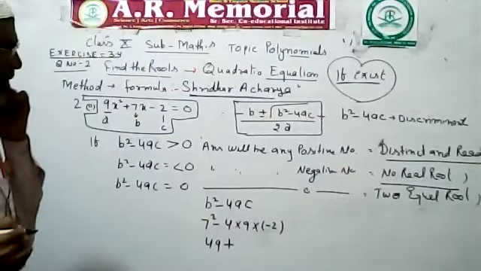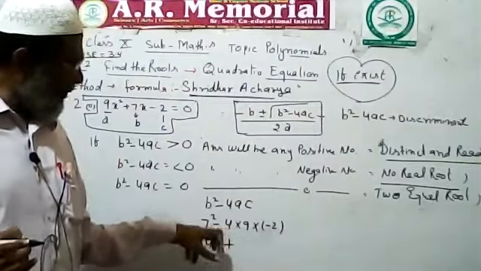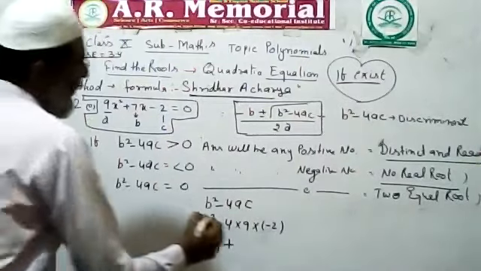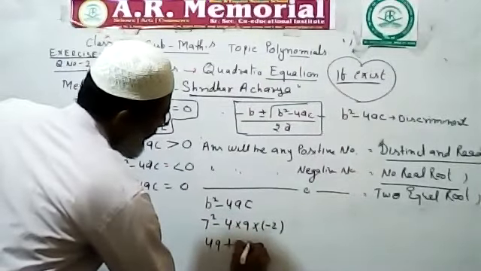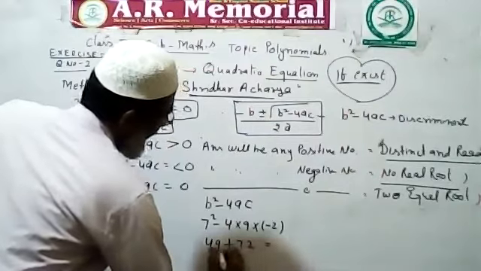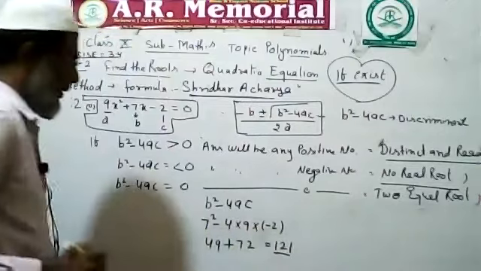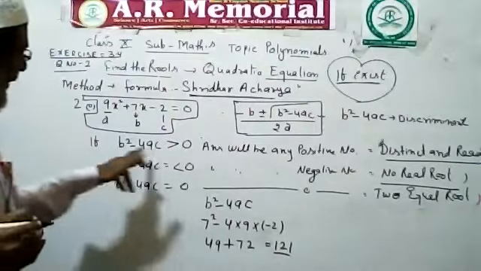Sir, how do I get positive? This is negative and this is negative. 9 fours are 36, and 72. The number is here 49 plus 72, that is 121. This is the number. Students, look carefully, it is positive.